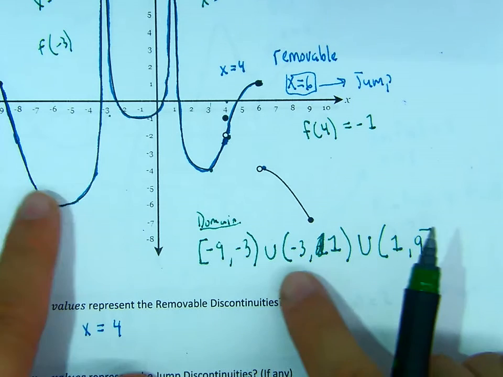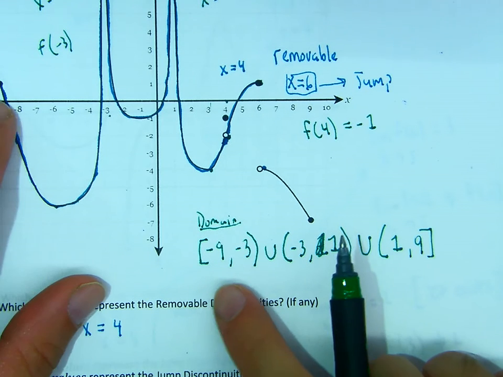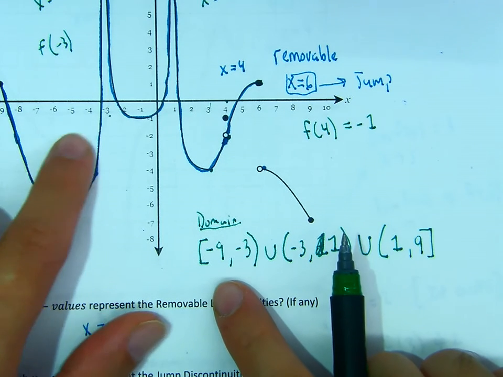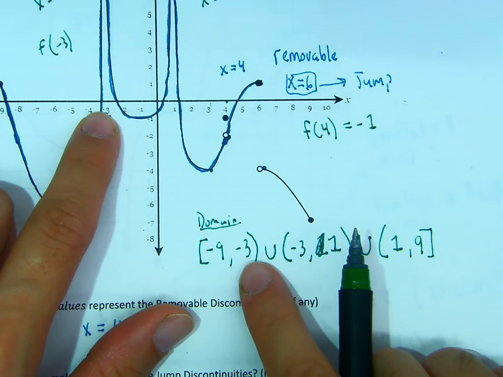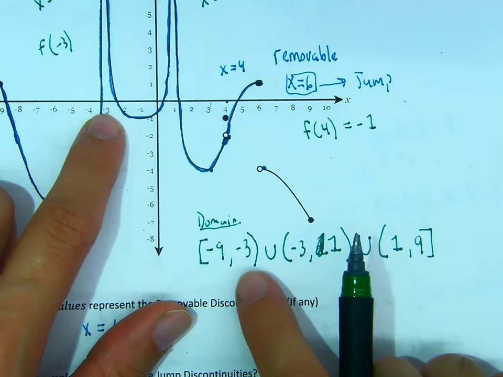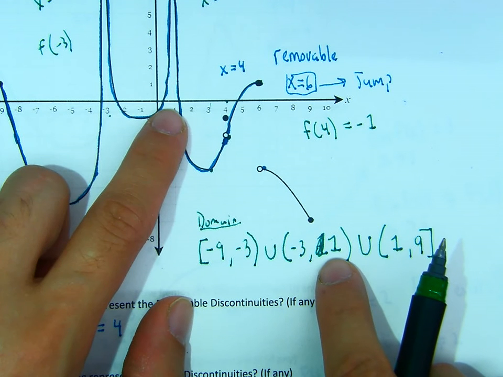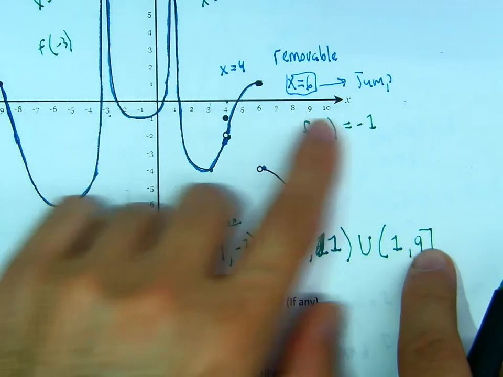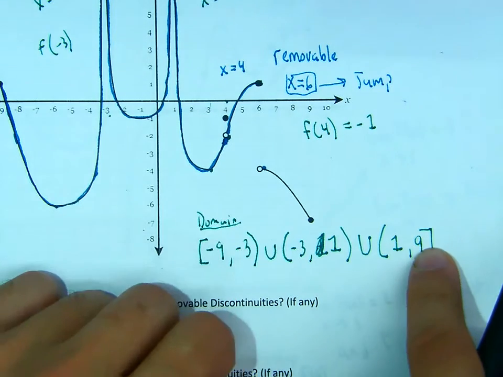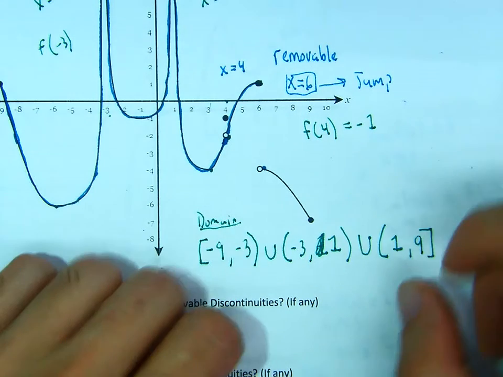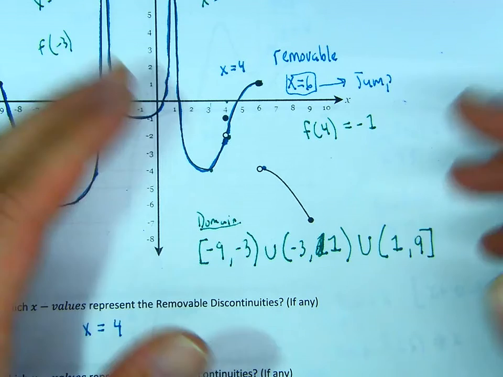You're saying you have all the x values from negative 9 to negative 3, but you don't have negative 3. You have everything in between negative 3 and 1. You have everything between 1 and 9. You have all these x values, okay, because they have a y value in return. Okay, so that's the domain.